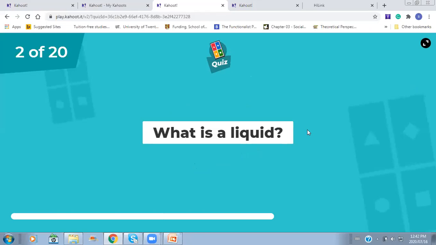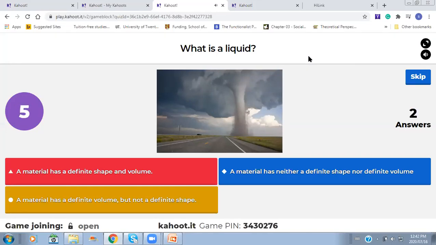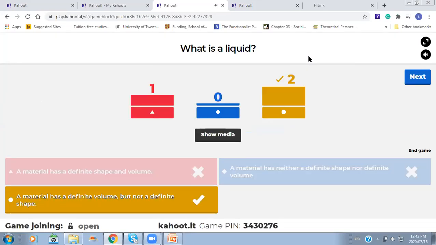Second, can you tell me what's the pin? The pin, oh, I sent it to you. The pin is 3430276. 3430276. Did you get that? Yes, sir. 3430276. Did you join now? Yes.